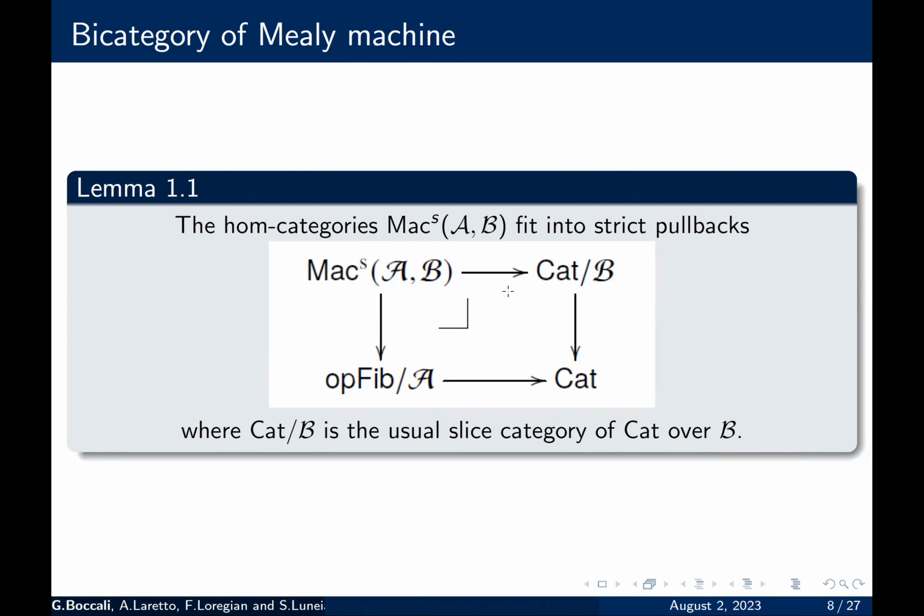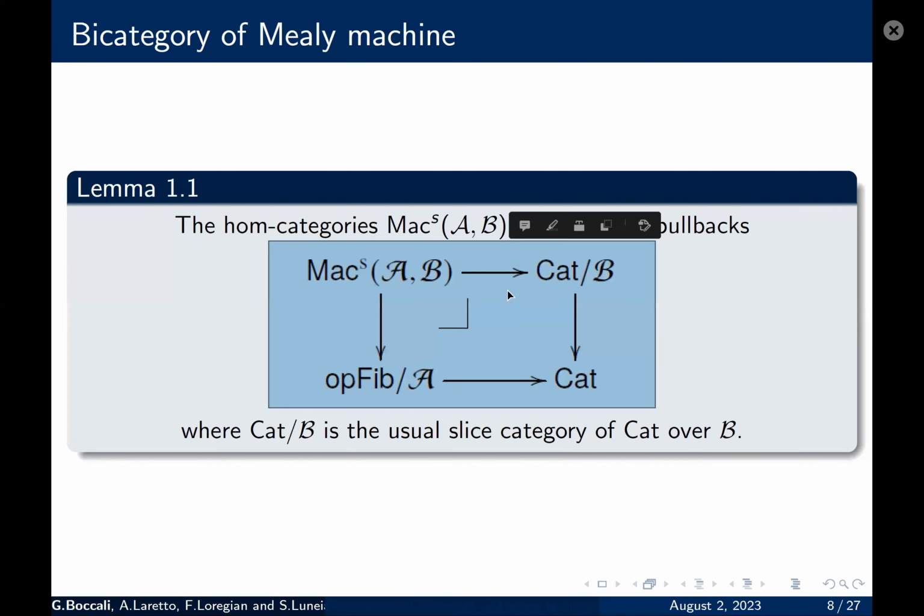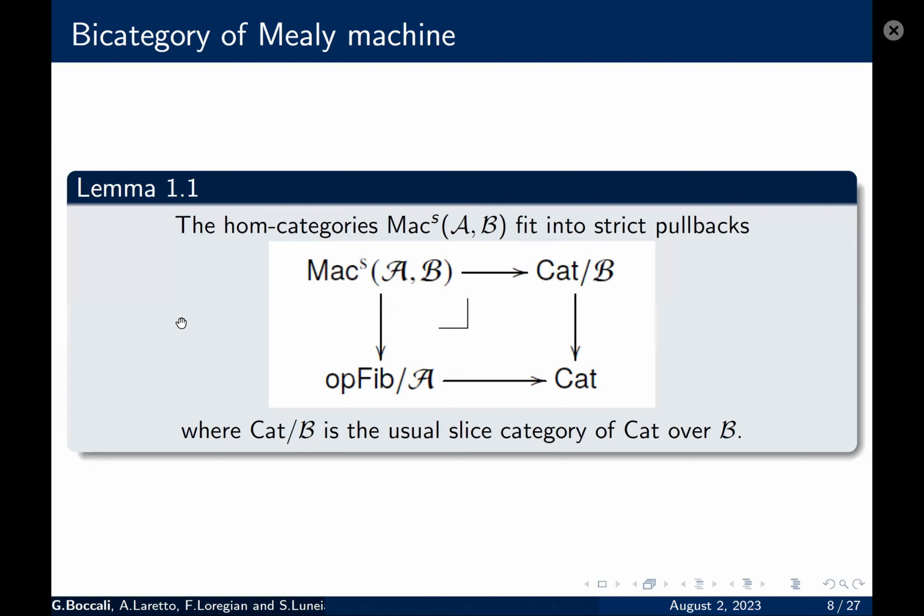We need some machinery to assess some relation between the category defined by Katis and Sabadini and this bicategory defined by Guitart. So let me simply go through some lemmas. We have to notice first that the hom categories of MAC-S fit into strict pullbacks in Cat, in Big Cat, obviously, of this form.